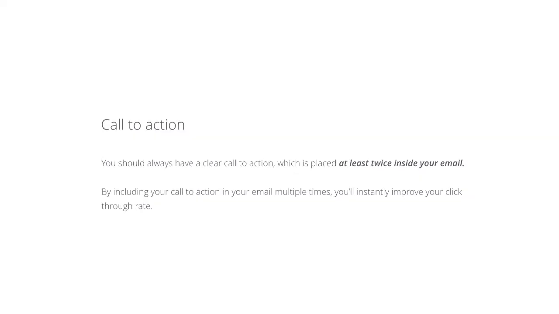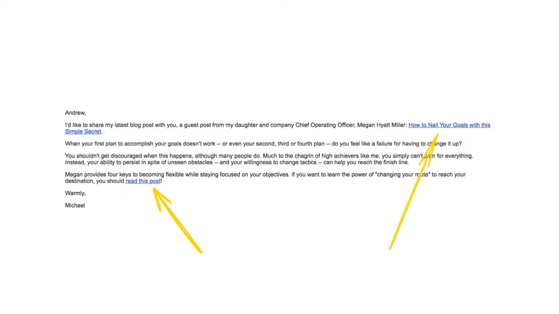Let's talk about the call to action. You should always have a clear call to action in your emails, and this should be placed at least twice inside your email. Now, the reason for this is because people tend to scan read. By including your call to action in your email multiple times, you'll instantly improve your click-through rate, which massively increases the chances of the reader taking action and clicking on the link inside your email. That would probably lead back to your product page, your booking page, or wherever you want them to go to complete the transaction. So here are some examples of emails with the call to action.